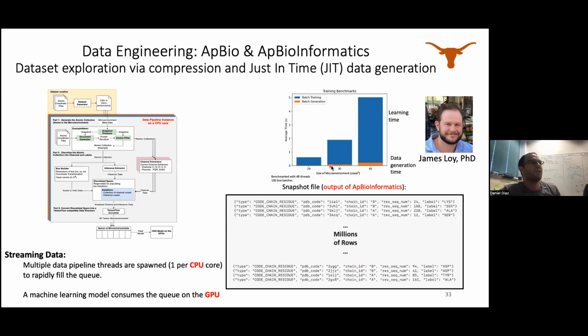So you can see here in orange is the time it takes us to generate a batch. And then in blue is the time it takes us to back propagate on that batch. This is on one GPU with 100 boxes, so 100 microenvironments per batch. And then we use 48 threads for the data generation. So those are all the data engineering changes we've made.